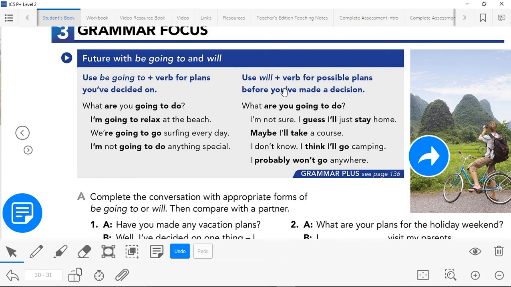But you use will with verb for possible plans before you have made a decision. Okay? It's something possible that you will do, but you haven't made your decision yet. What are you going to do? I'm not sure. I guess I will, or I'll just stay home. Maybe I'll take a cruise. I don't know. I think I'll go camping. I probably won't go anywhere, okay? So basically the difference is that with going to, you are sure about things, and with will, you're not sure, okay?